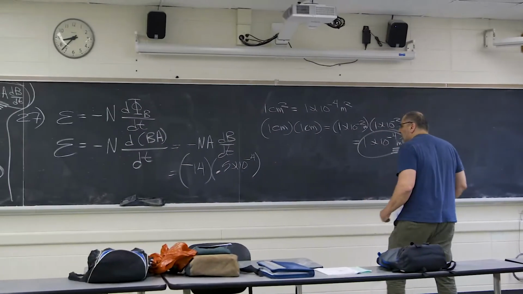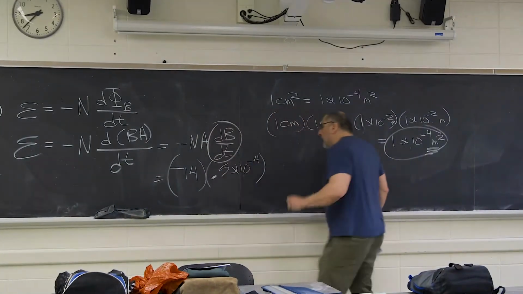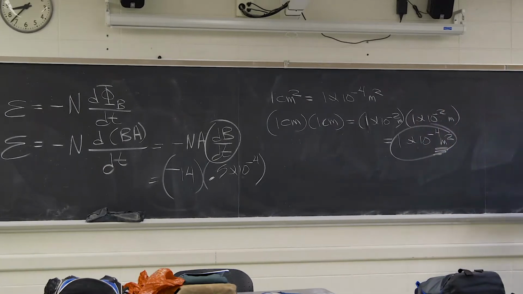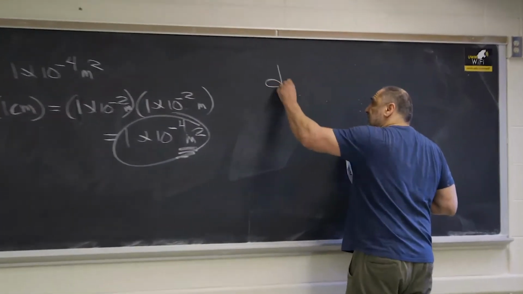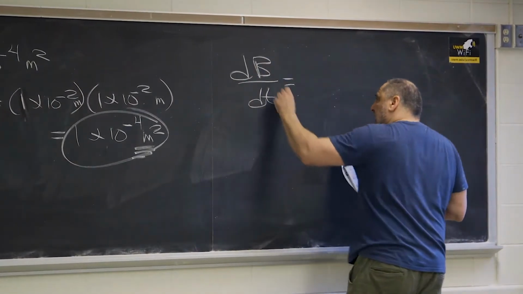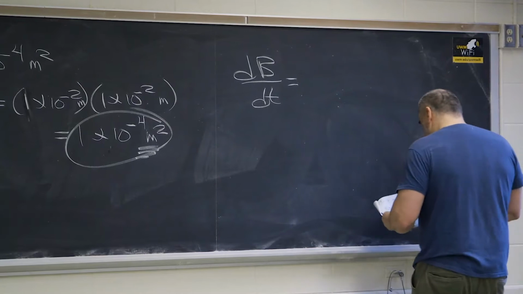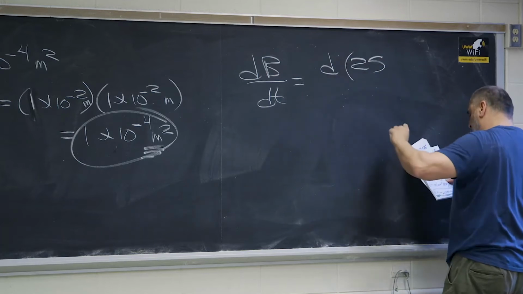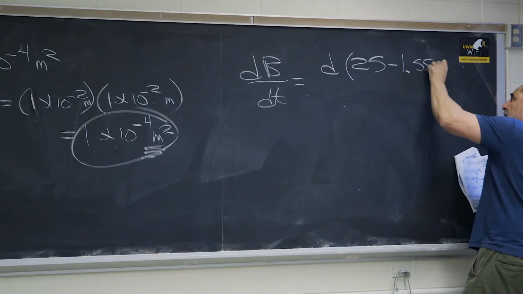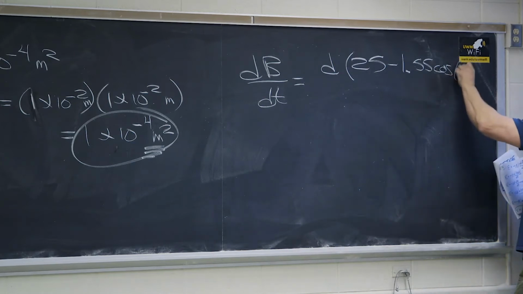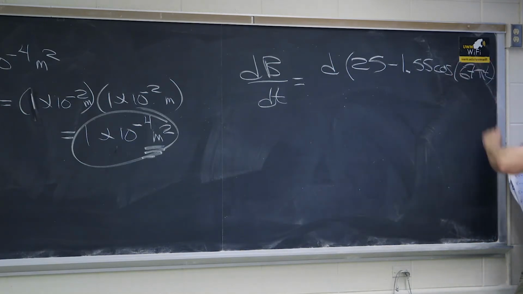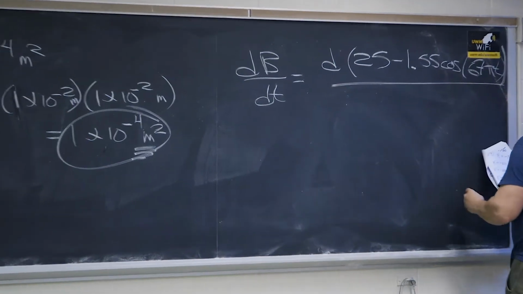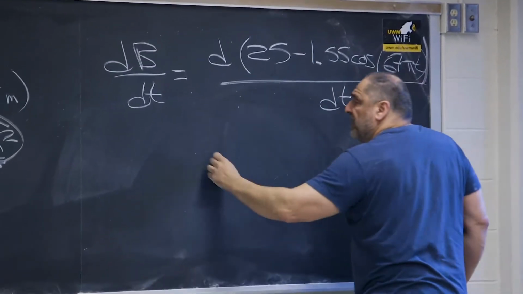They gave us the B field, for which I've got to do this. So if that's the case, we can say dB/dt is going to be d of, and they told us it was 25 minus 1.5 cosine. This is the functional value. It's in radians. We said radians are the lingua franca regarding angular measurement. The derivative of a constant is 0.